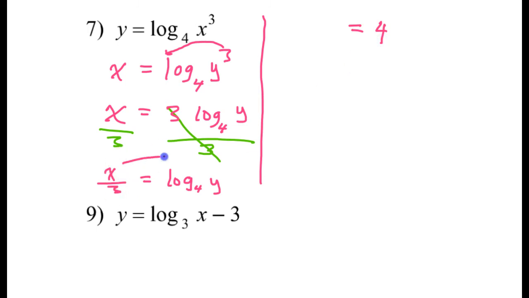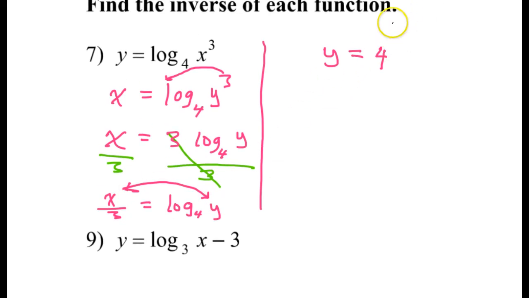Now the other two expressions are going to change sides of the equation. So the y is going to go over to the left. So I'm going to have y over there. The x over 3 is going to come over to the right, but it will become the exponent like this. And that's the end. Y is equal to 4 to the x over 3 power. That's the final answer.